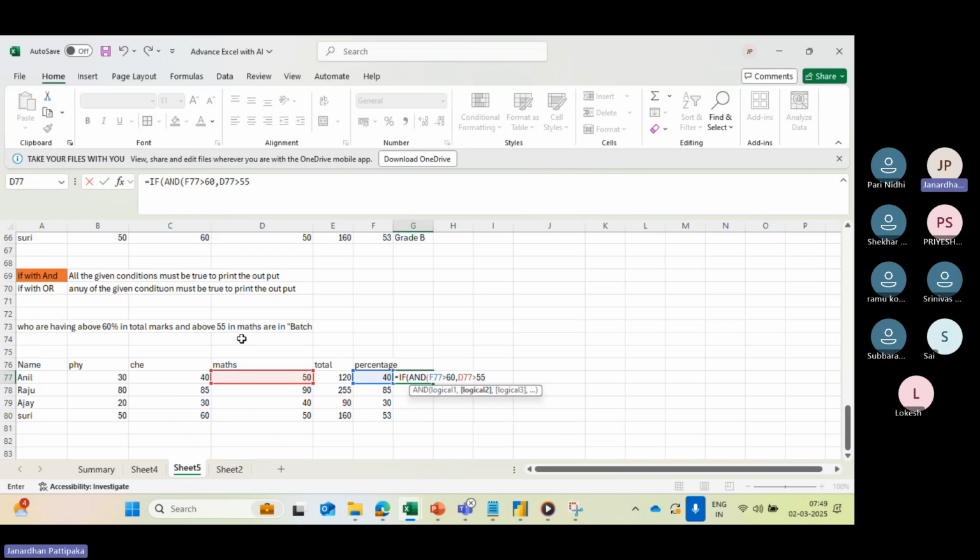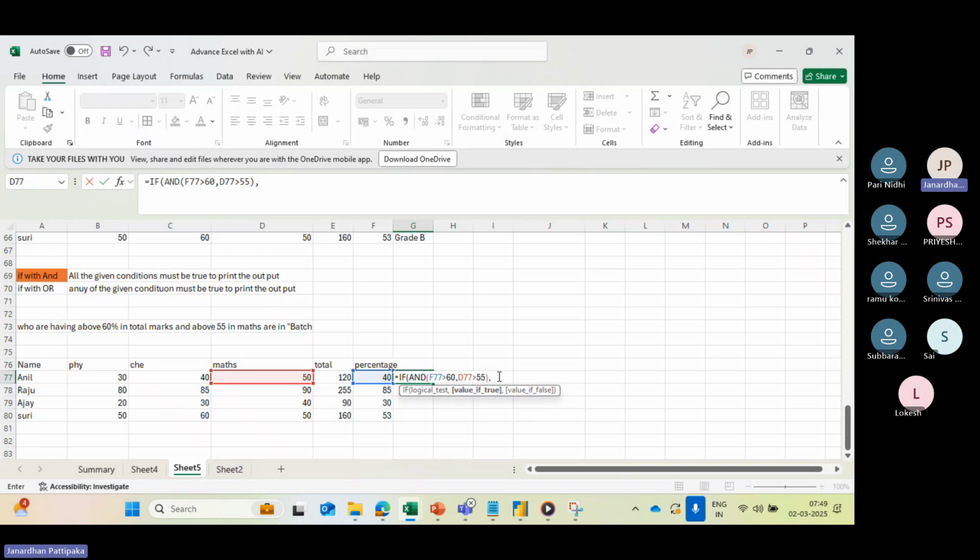These two conditions have matched. Now you have opened this bracket, try to close it. Now you have given the AND condition logic. After giving the logical test, it is asking to give a comma. Just give the comma. Now, if this condition is passing, the percent is greater than 60 and the maths marks are greater than 50, what is my output?